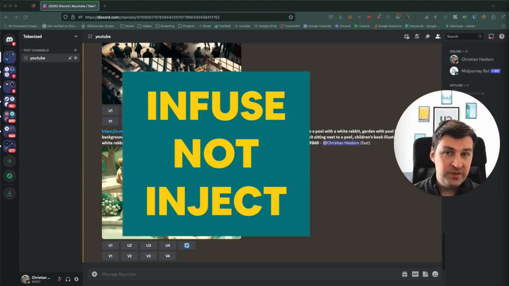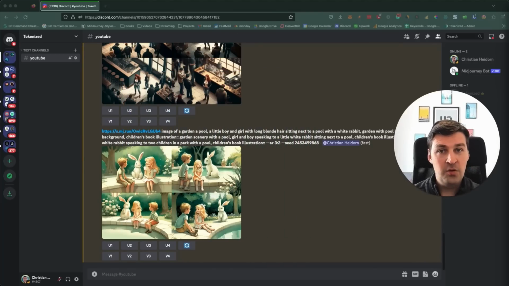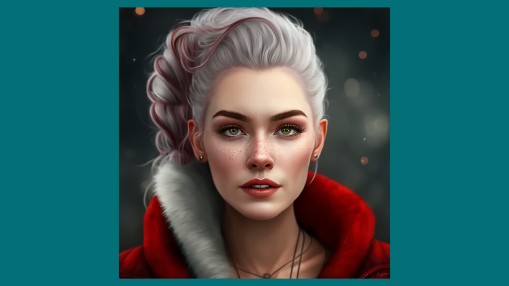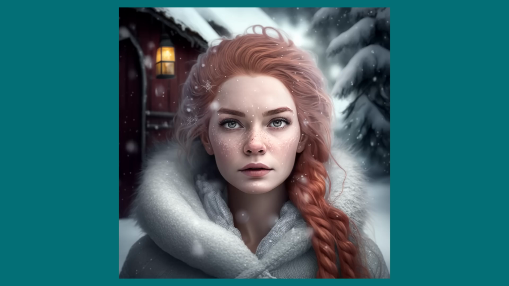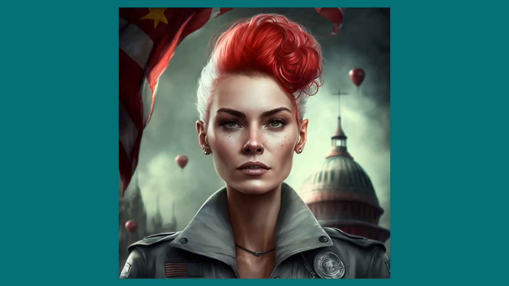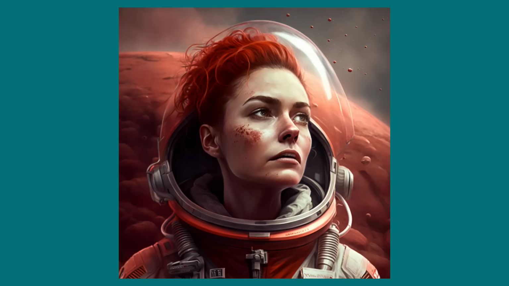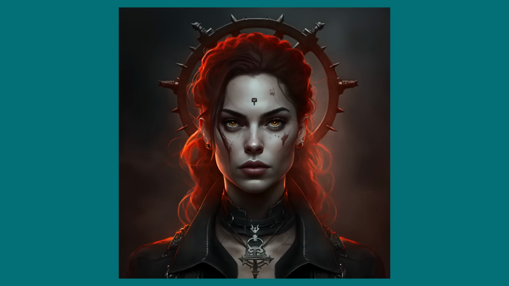And remember, you can do this with just about any idea or theme that you can think of, whether it's Christmas, Winter Wonderland, world politics, the Mars landing, Satanism, or even Pokemon. The only limit is your very own imagination.